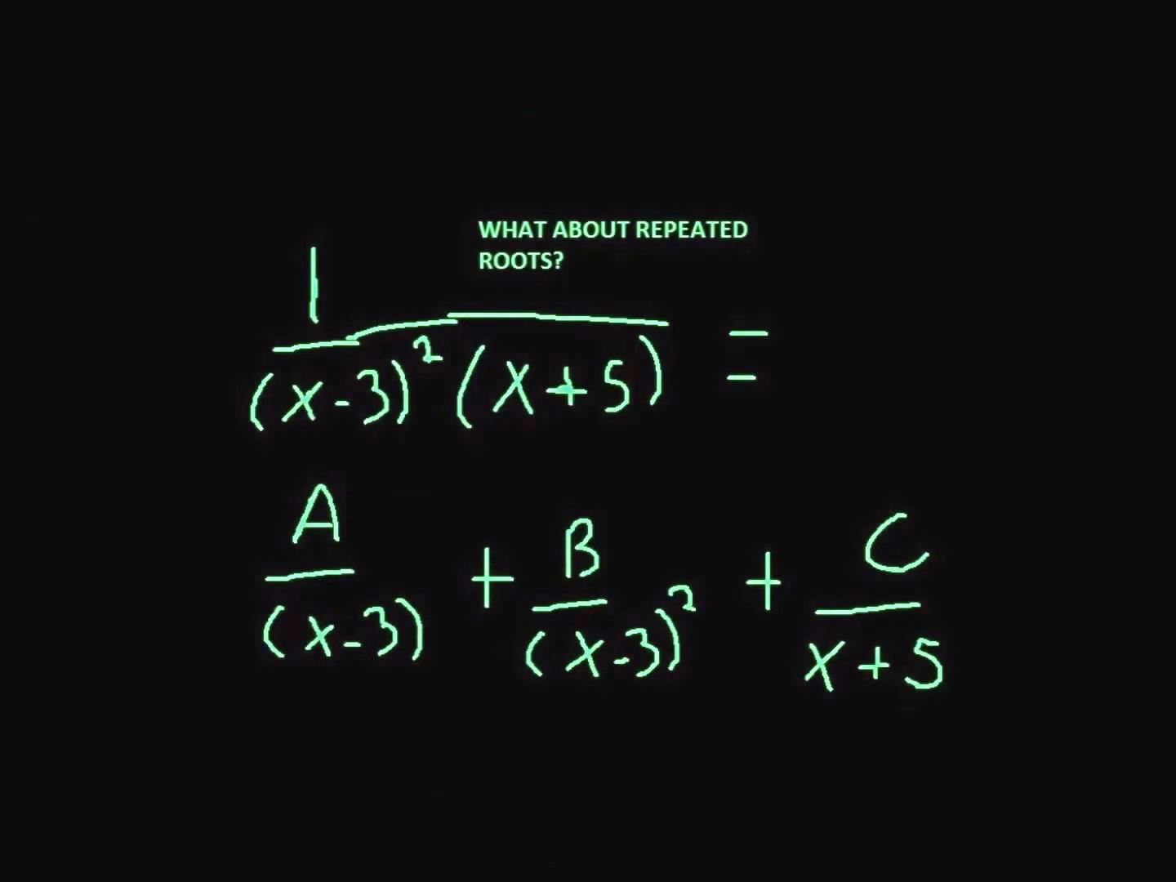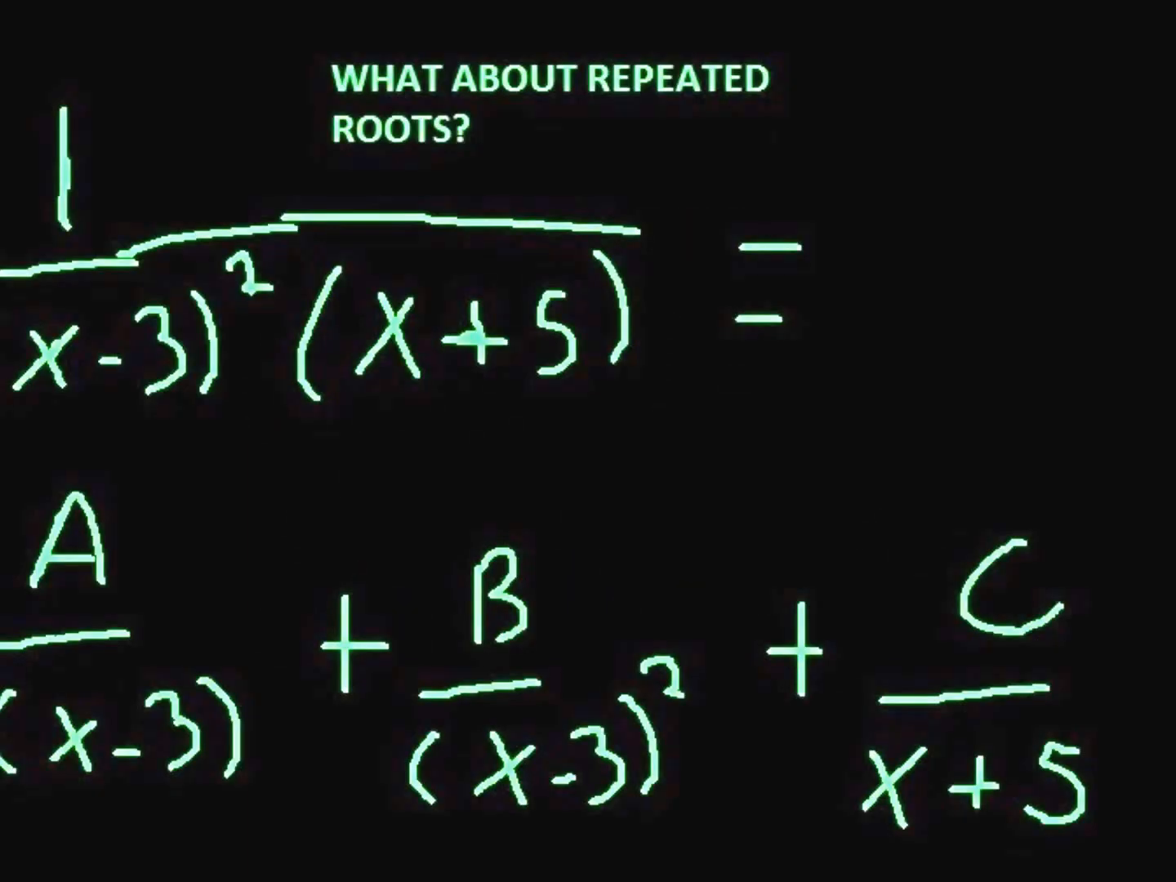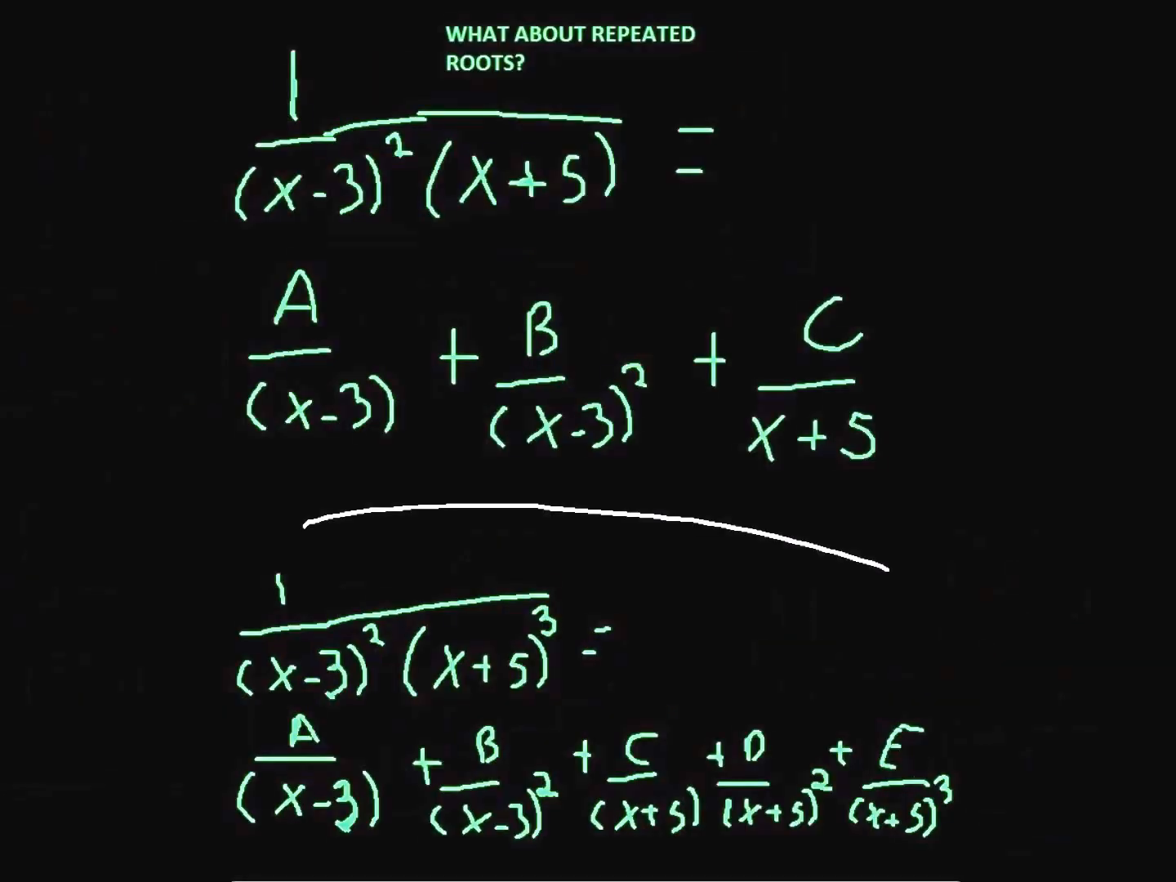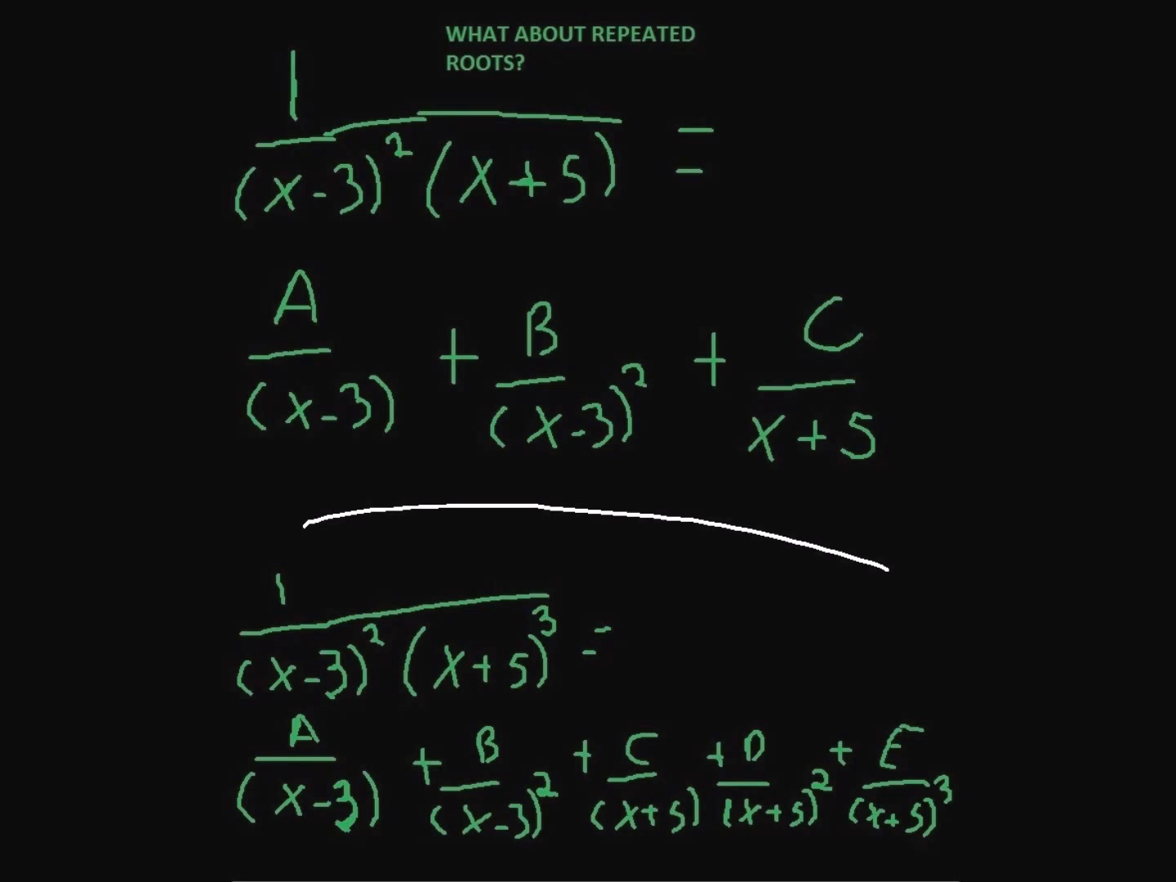What about repeated roots? You would write 1 over (x - 3) squared times (x + 5) as A over (x - 3) plus B over (x - 3) squared plus C over (x + 5). Another example, 1 over (x - 3) squared times (x + 5) cubed is equal to A over (x - 3) plus B over (x - 3) squared plus C over (x + 5) plus D over (x + 5) squared plus E over (x + 5) cubed.